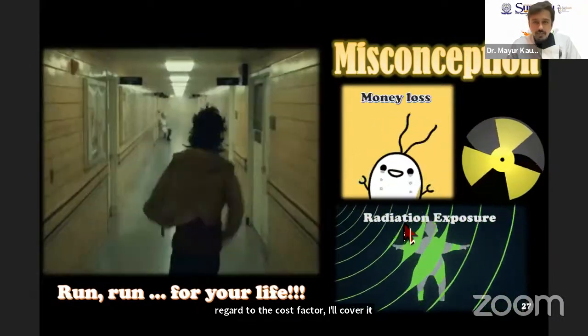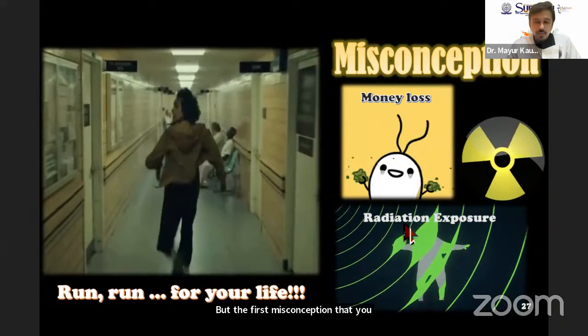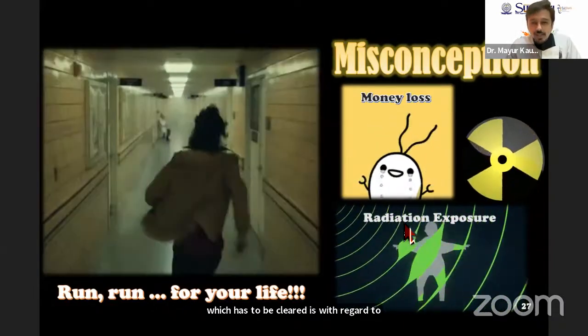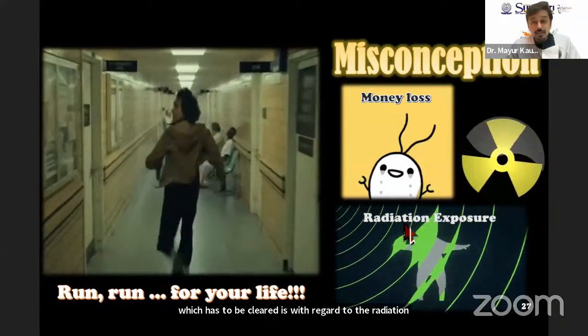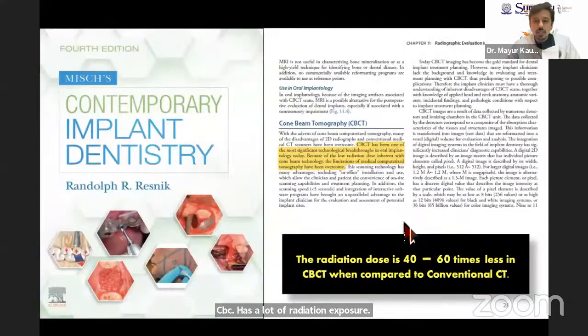But the first misconception that you have to understand, which has to be cleared, is with regard to the radiation exposure. We feel CBCT has a lot of radiation exposure. So here I would straight away like to quote from MISH, the so-called standard textbook of implantology. In this MISH, it is clearly said that the radiation dosage of CBCT of a small area is 40 to 60 times lesser than that of conventional CT. So this is the first thing which you have to remember. Straight away we think CBCT means CT, ample radiation exposure, but it is 40 to 60 times lesser.